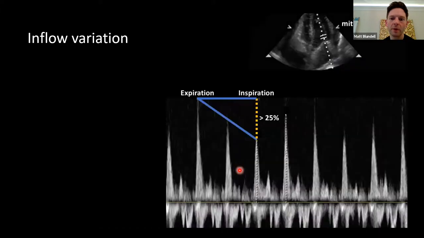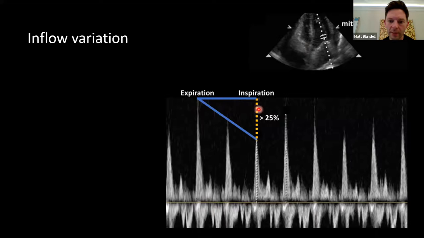You put a pulse wave Doppler probe, this is the apical four-chamber view, through the ventricle just beyond the mitral valve here. We can do it on the opposite side, at the tricuspid valve. And you measure the flow through the mitral valve. This is the E wave, this is the A wave. And this is the difference between inspiration and expiration. And you measure the difference between the two.